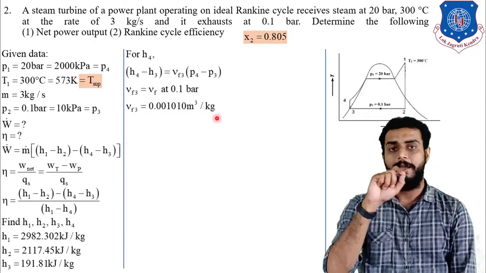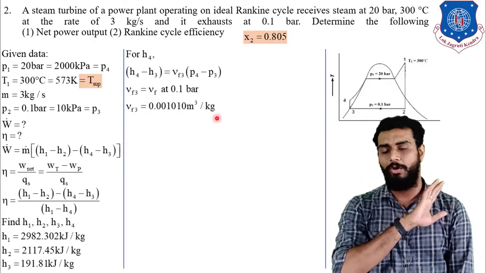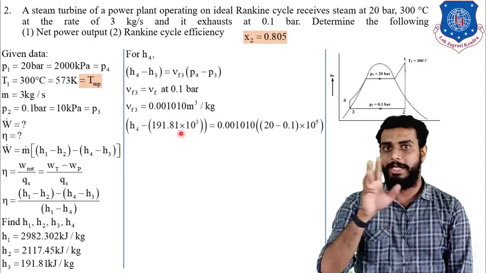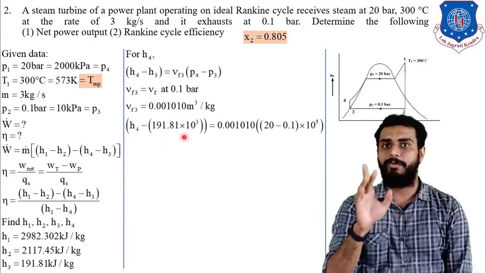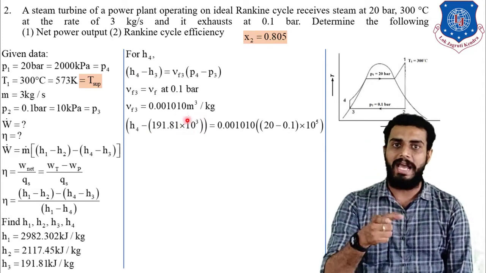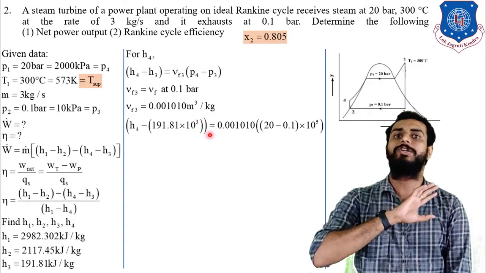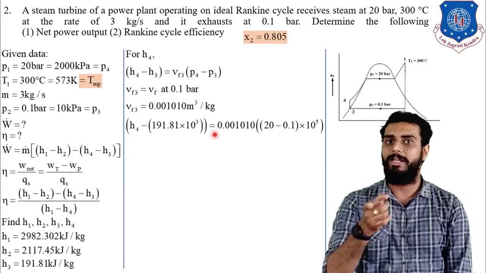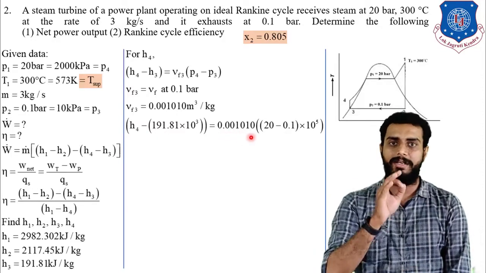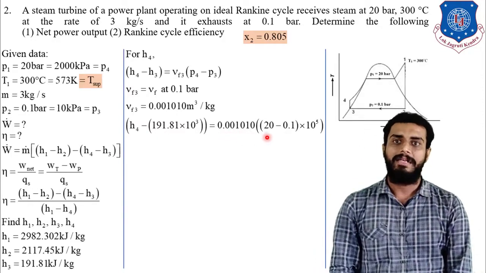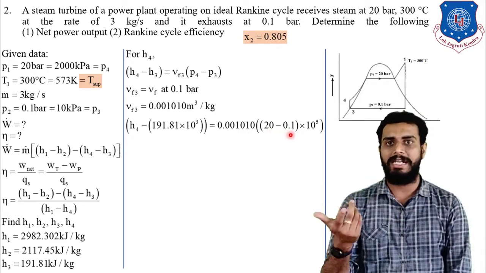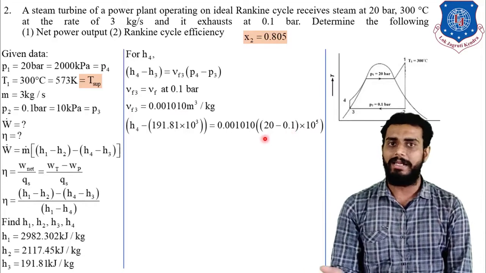What is the value of v_f3? 0.001010 into (P4 minus P3). What are the values of P4 and P3? 20 minus 0.1. Now 20 and 0.1 are in bar, so you have to convert them into Pascal, because the SI unit of pressure is Pascal or Newton per meter square. So multiply by 10 raised to power 5. Clear? If you do this calculation, you can find h4 as 193.819 kilojoule per kg.